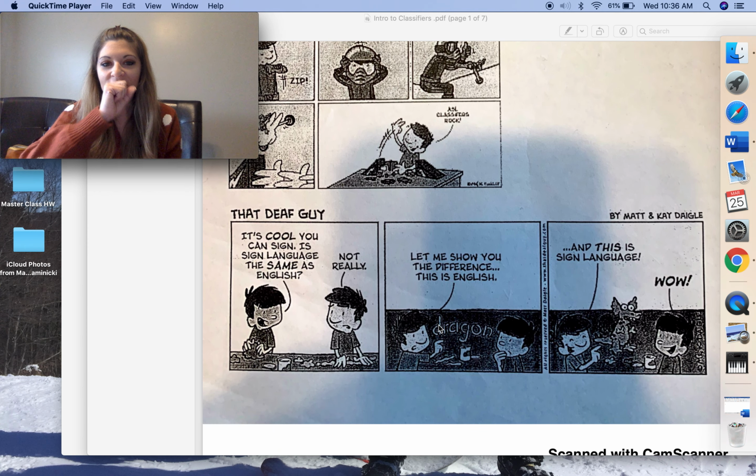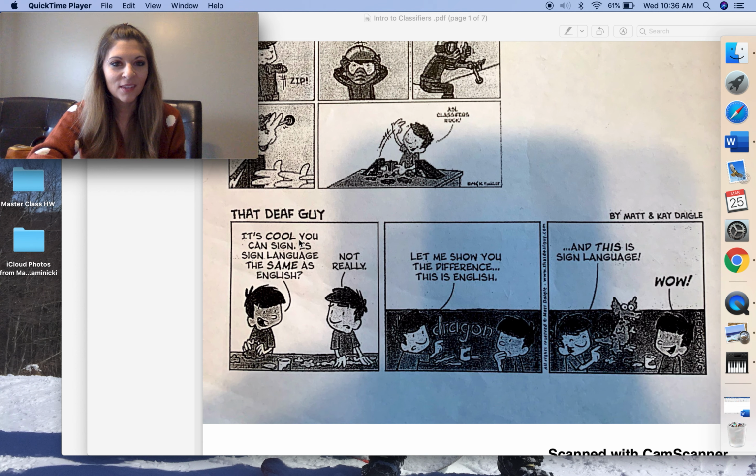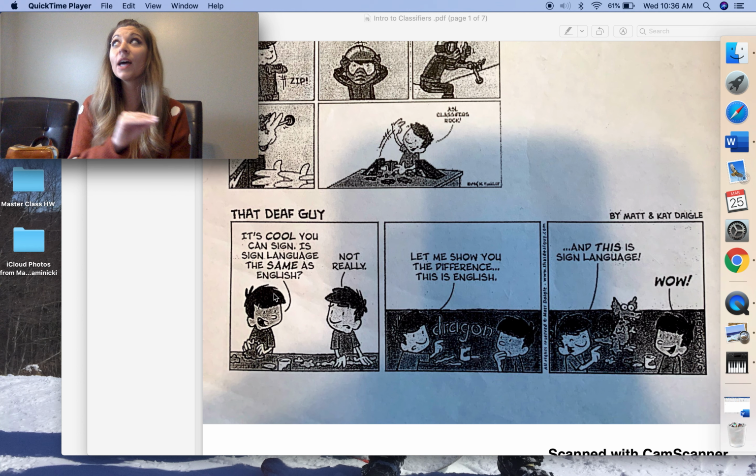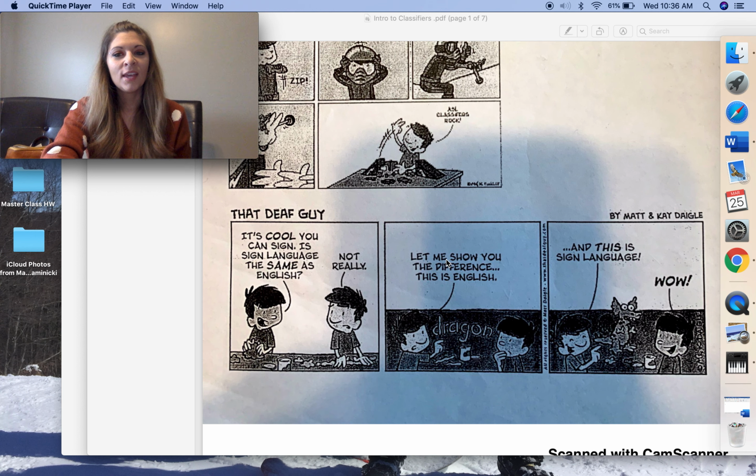And then in this one, here is just a normal hearing child with hearing parents, and then this is the coda. And they're playing with Play-Doh. And so he says, it's cool that you can sign. Is sign language the same as English? As we know, I've said a million times, absolutely not. So as a kid, he's like, not really. And then he, in his little kid way, explains the difference from English.